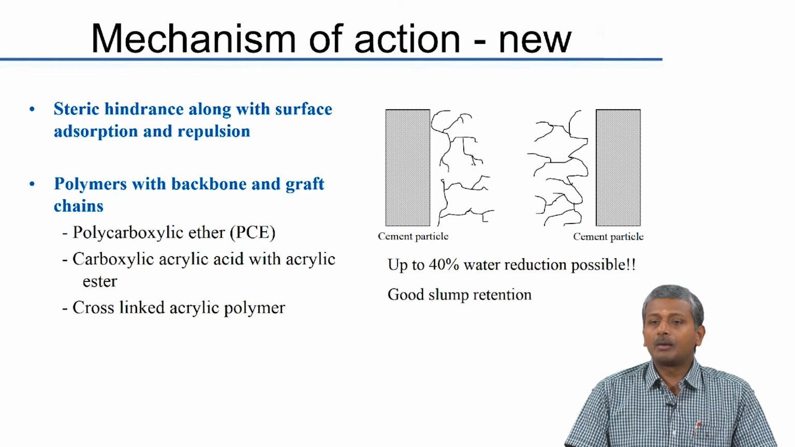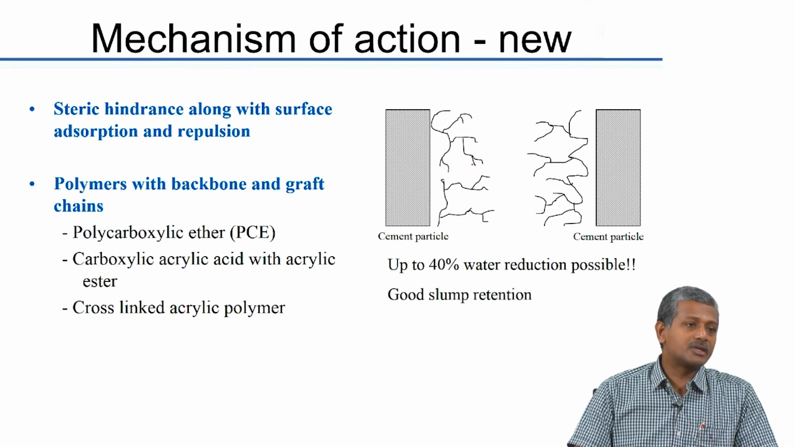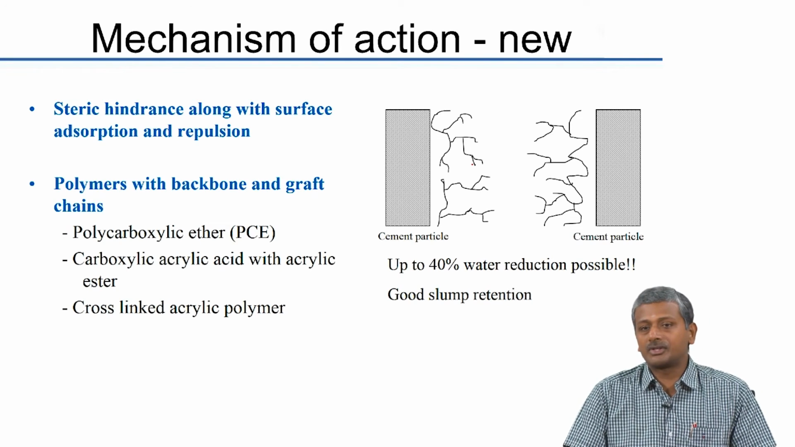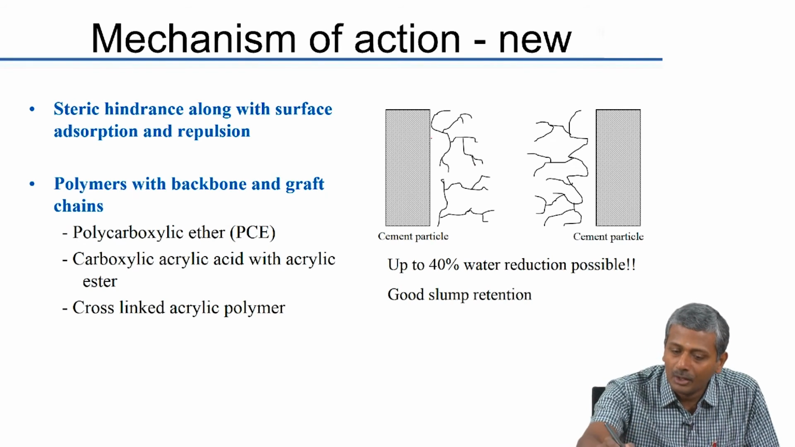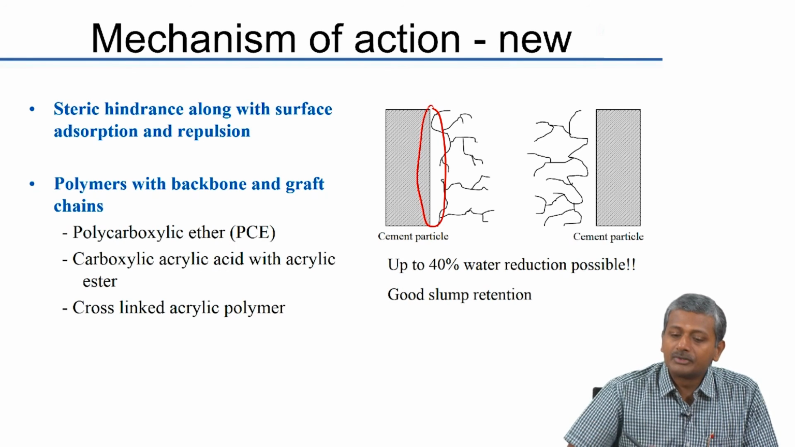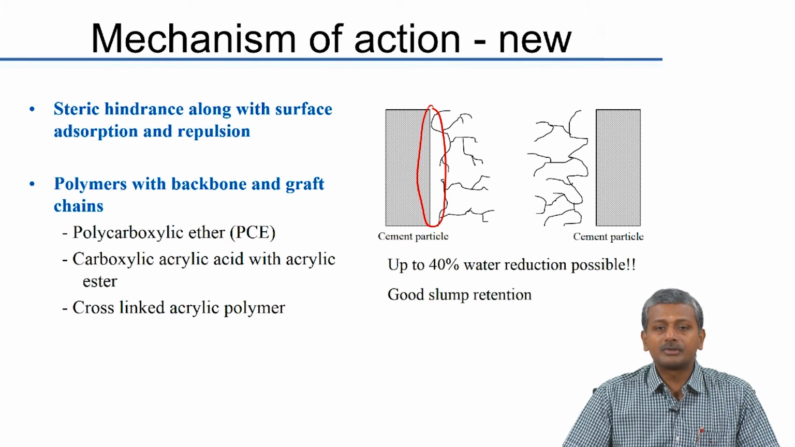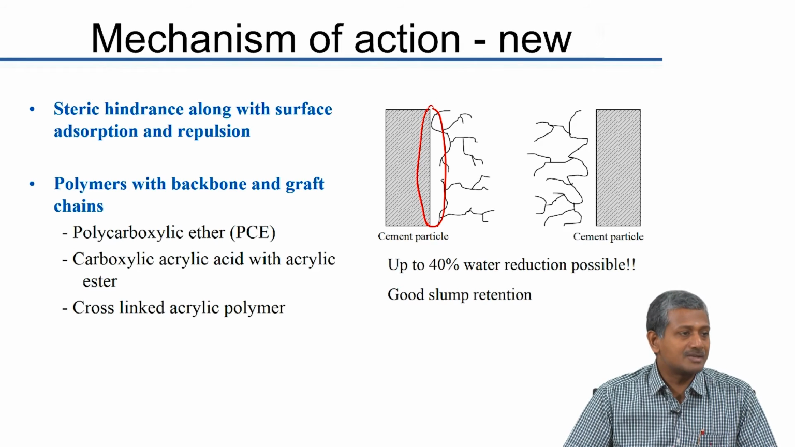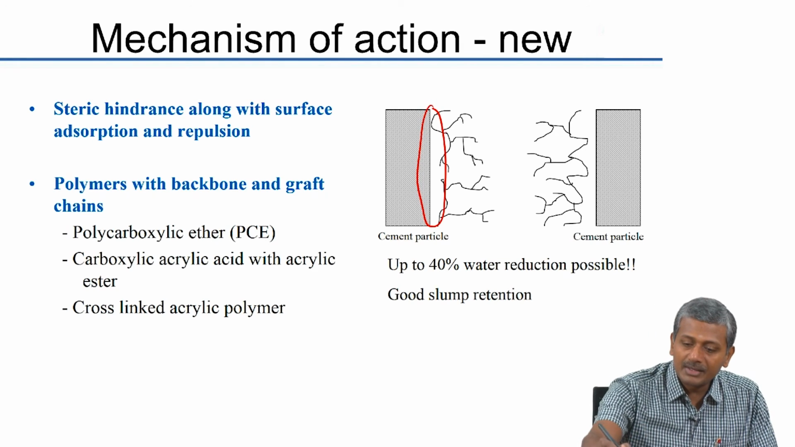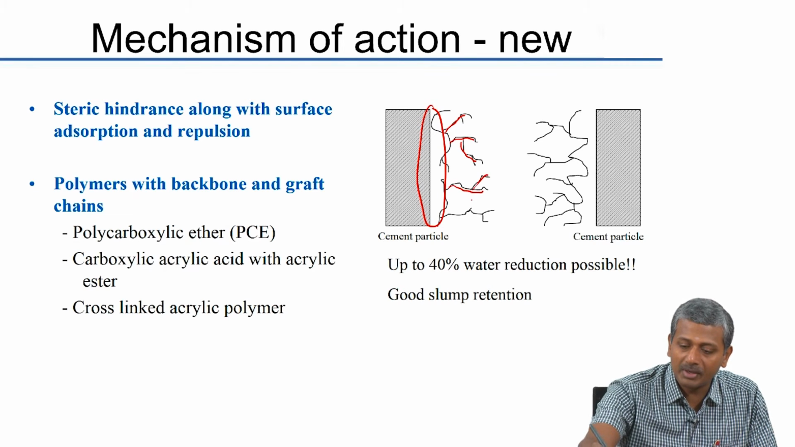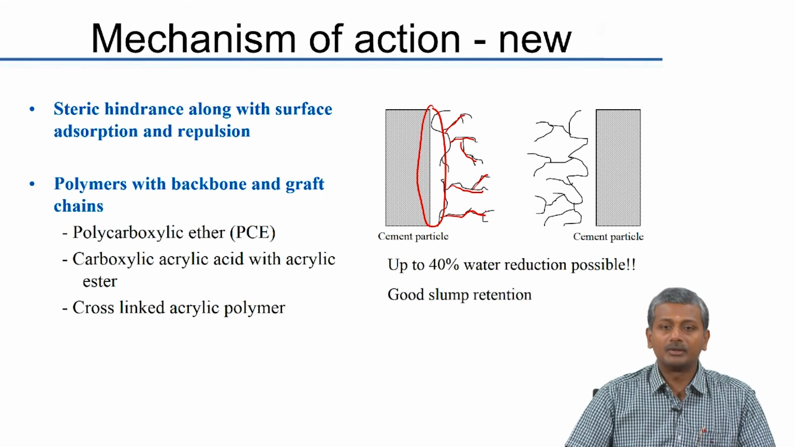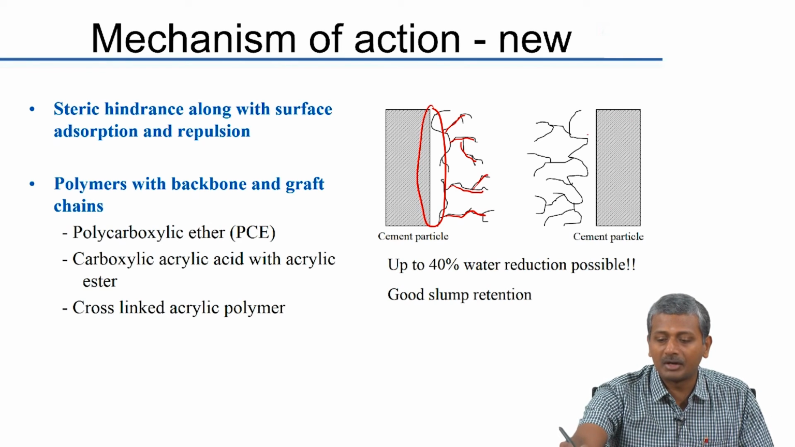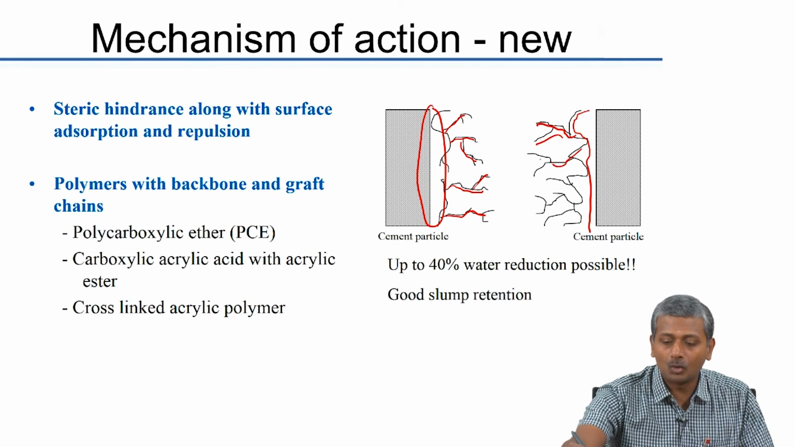What about the polycarboxylic ether? I said that you are actually introducing a very interesting structure here with very bulky side chains. So, again you have surface adsorption. The long chain polymer molecules attach themselves to the surface of the cement, thus orienting their bulky side chain outward. Look at the side chain, it is very bulky and it is getting oriented outward. Similarly, this is a neighboring cement particle on the surface of which you have this polymer adsorption, and then you have the bulky side chain orienting outwards.